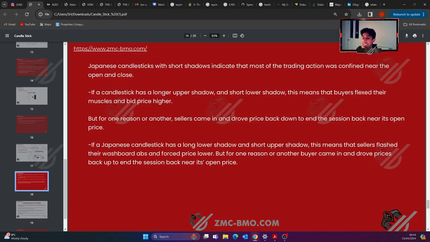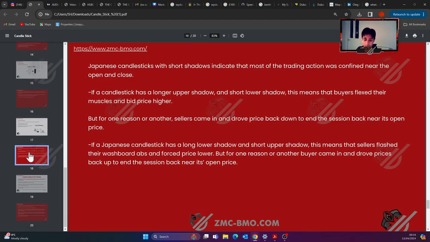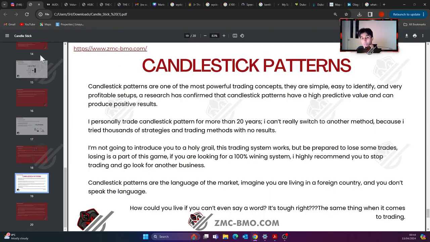Now, if a Japanese candlestick has a long lower shadow and a short upper shadow, this means that sellers flashed their muscles and forced price lower. But for one reason or another, buyers came in and drove price back up to the end of the session near its open price. Now, that's the brief of those two candles. I kept it short. We will go into charts and look at candlesticks.